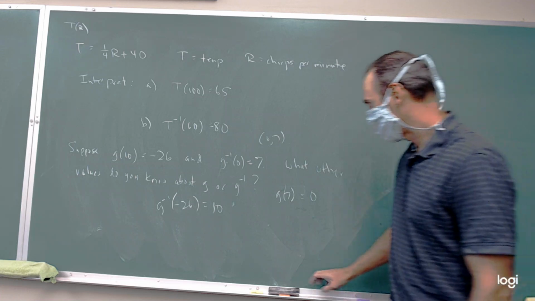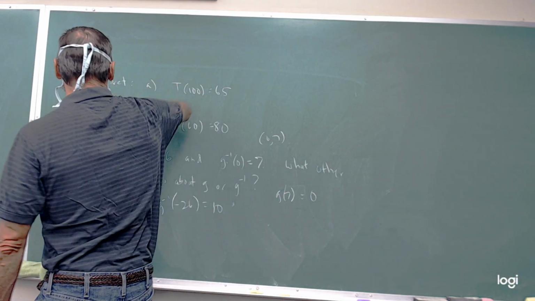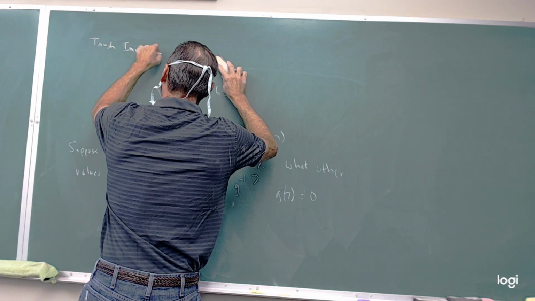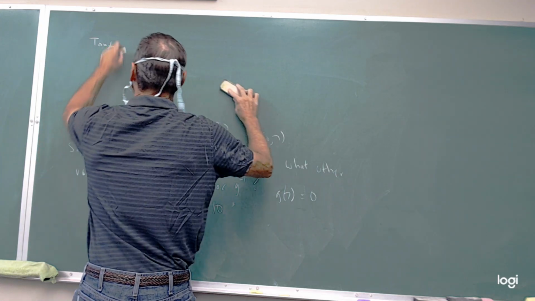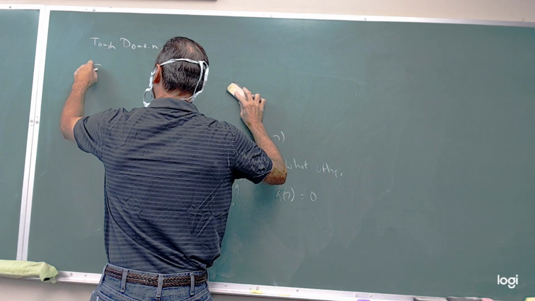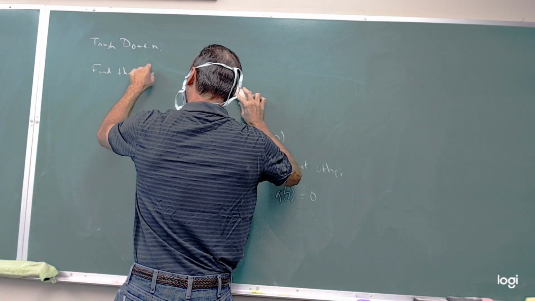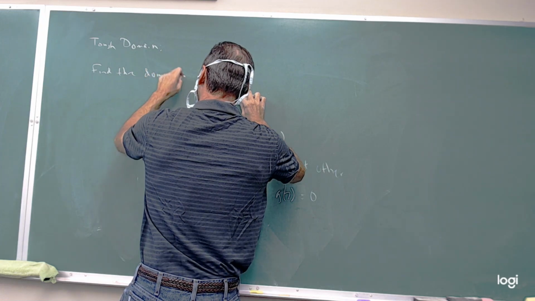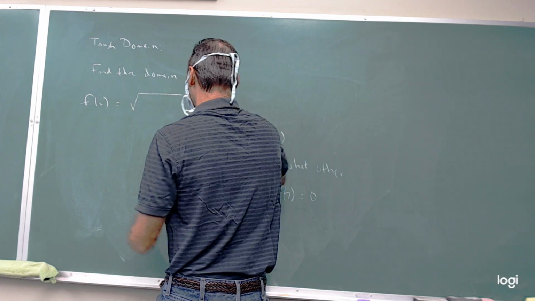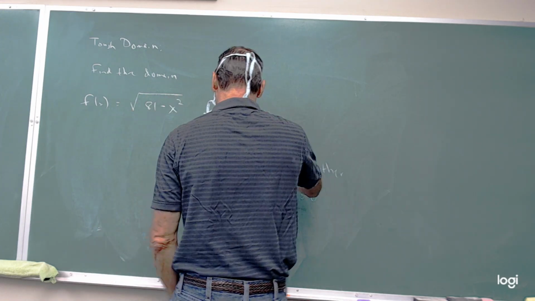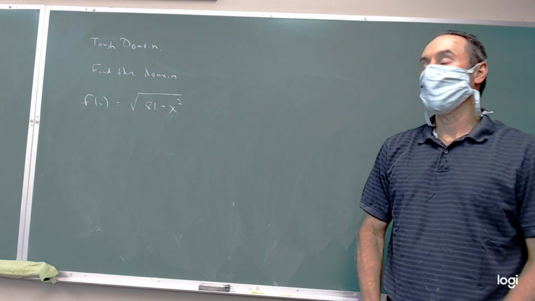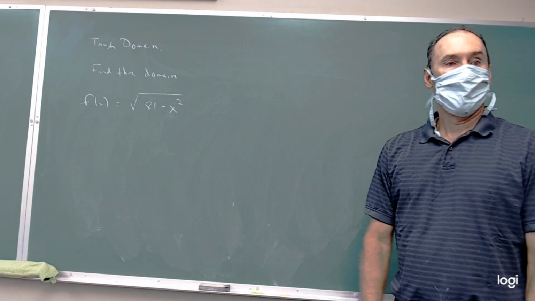Okay, it's going to be quick. Going to do a quick tough domain here. So that's tough domain, going back to some old stuff. Find the domain, and you're on the clock here. F of x is equal to the square root of 81 minus x squared. Find the domain of that.